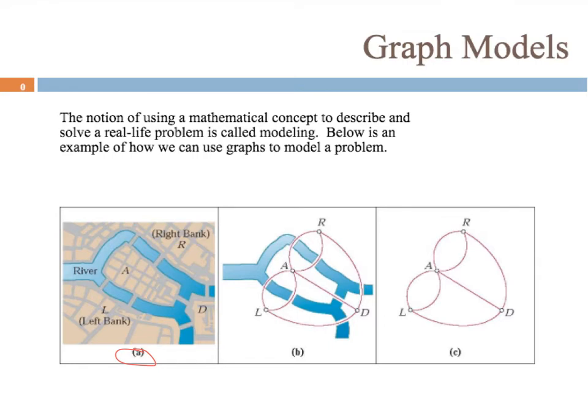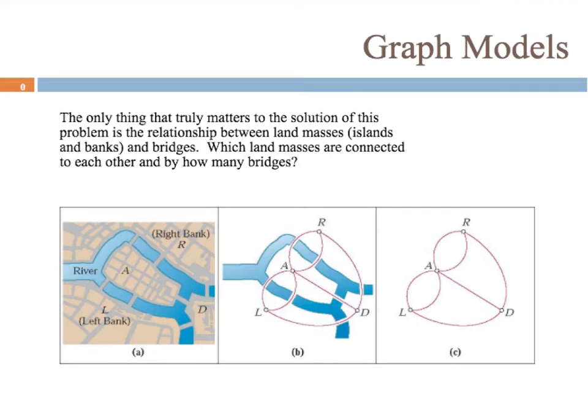And then in picture C, we can take away that picture completely and just focus on the wireframe, making it a little bit easier to try to work out some kind of solution. The only thing that really matters in this problem is the relationship between the land masses and the bridges and how we can model those. So the question here is which land masses are connected to each other and by how many bridges. So we'll pick a couple of these vertices and talk about them real quick.